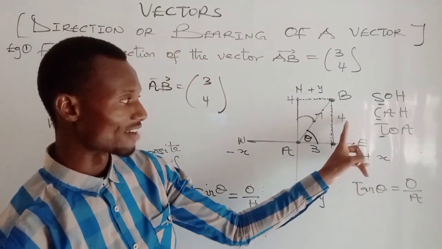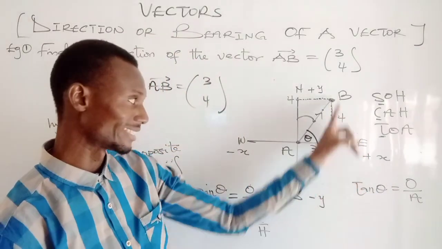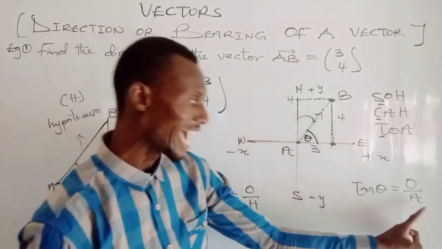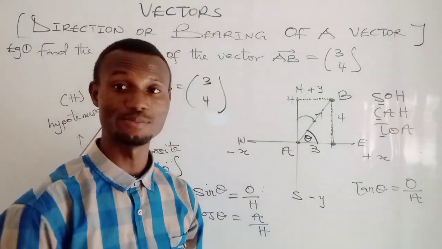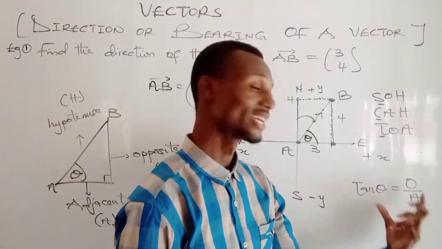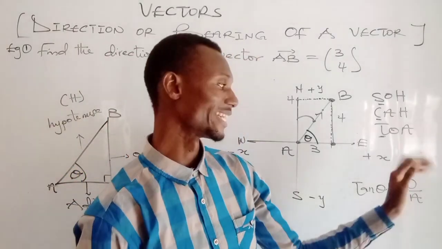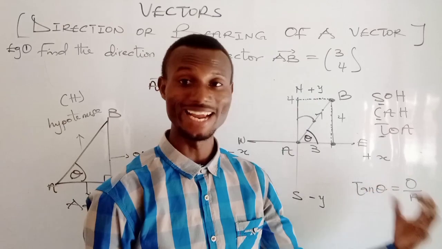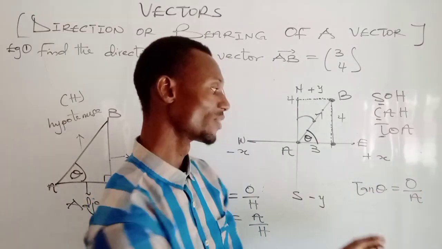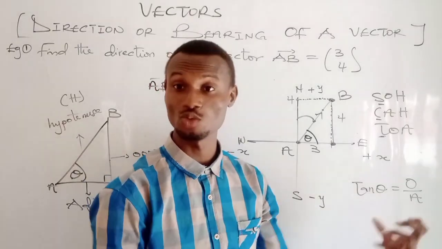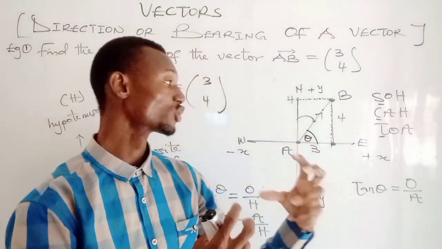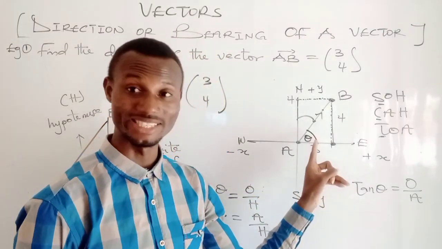Now the opposite we have, which is the 4, this side of the triangle. The adjacent we have, which is the 3, this side of the triangle. So it means we have to use tan theta equals opposite over adjacent. That's why among the three of them, it is tan theta that we are going to use to be able to solve for the angle theta, which is here.